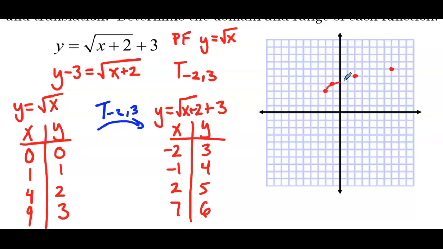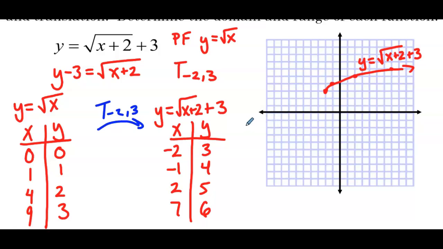So we connect our points. So we have y equals the square root of x plus 2 plus 3. Notice I don't put an arrow at the point negative 2, 3 because that's where our graph starts. Right? There wasn't an arrow at 0, 0 on the parent function, so we wouldn't put an arrow at the point negative 2, 3 in our translated function.